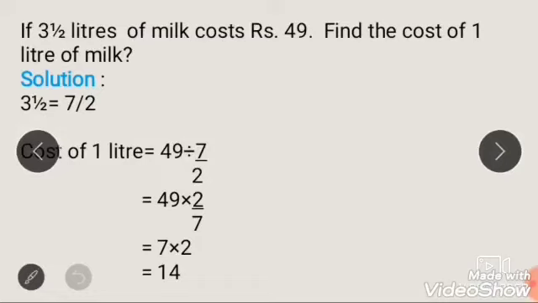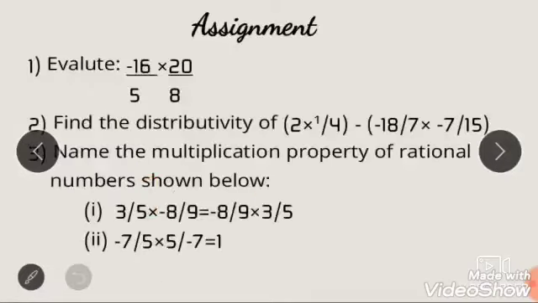Since 49 and 7 have a common factor 7, when we cancel 7, we get 7 into 2. So the answer is 14. So the cost of 1 liter of milk is 14 rupees. Next, these are the assignments which you are going to do as homework. Please write it down.